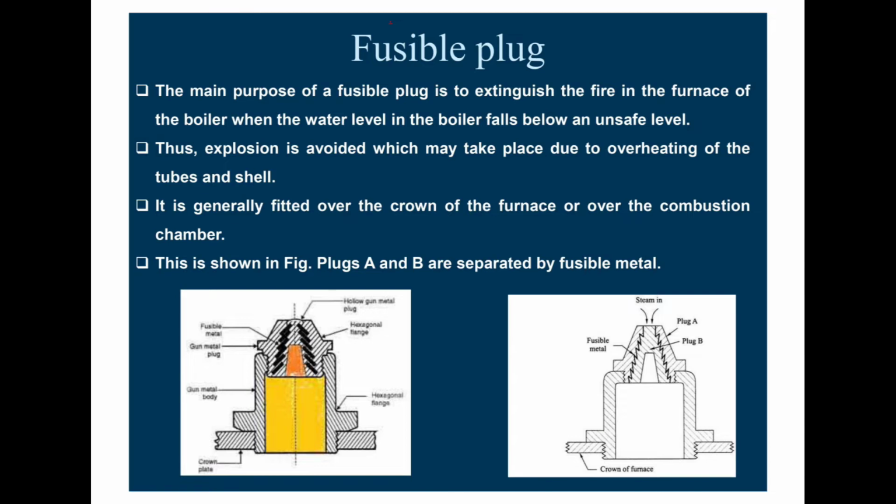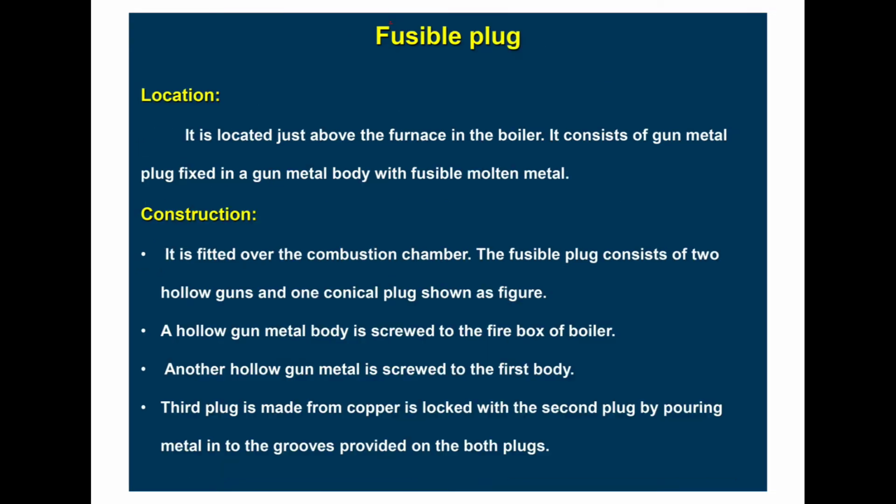Block A and B are separated by fusible metal. Here you can also see the schematic diagram of the fusible plug. The fusible plug is located just above the furnace in the boiler. It consists of a gunmetal block fixed in a gunmetal body with fusible molten metal. According to the construction details, it is fitted over the combustion chamber.